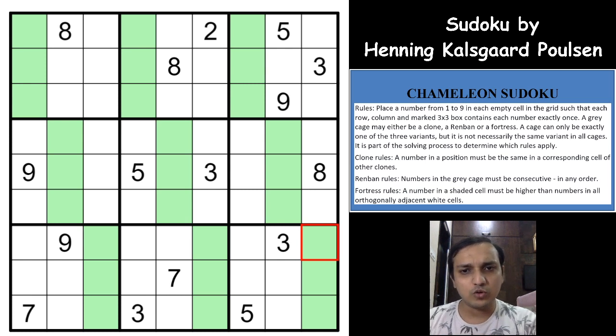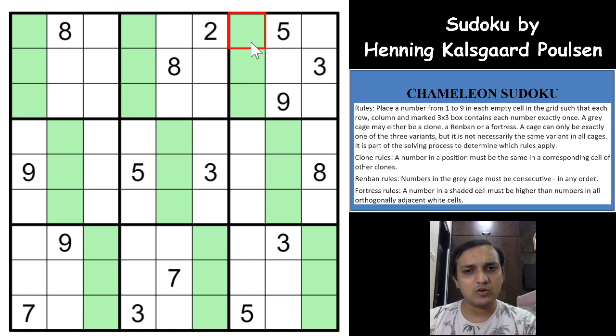So coming on to the Sudoku, there are shaded cells in each 3x3 box, right? And each shaded cell will obey one of three rules. So what are the three rules here? One rule is a Renban rule, the second is a fortress rule, and the third is a clone rule. So I will briefly introduce what the rules are.